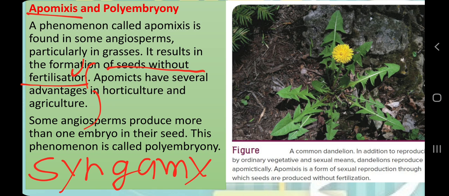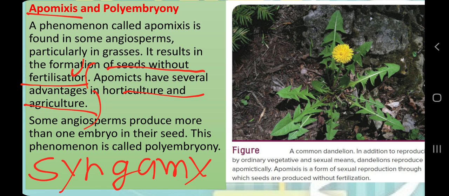So apomictic seeds will appear like sexual reproduction, because we see flowers and seeds, but because they have developed from a single parent, from a single diploid cell, they will give results like asexual reproduction. What are those advantages? No variation. If we have superior characters in any parent, they will propagate as they are in the next generation. So these are the advantages of apomixis in horticulture and agriculture.